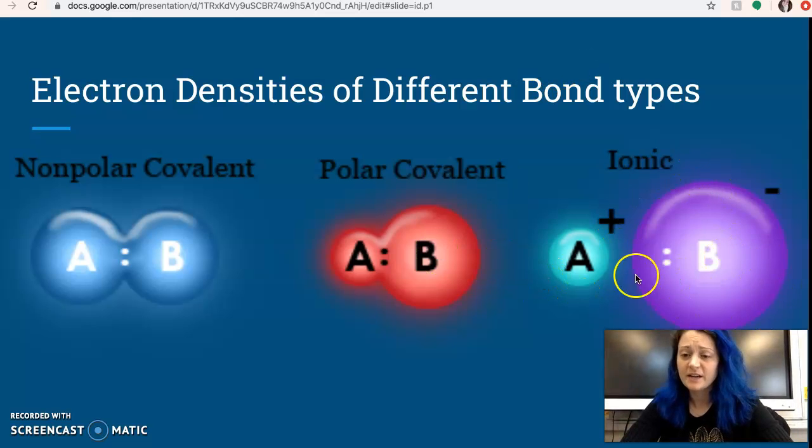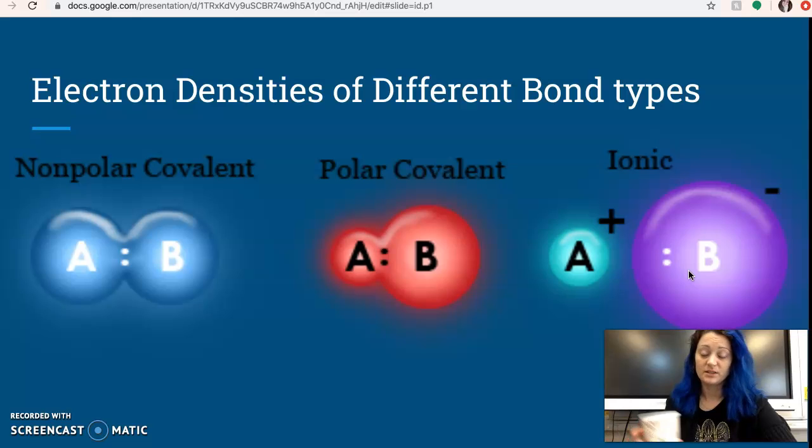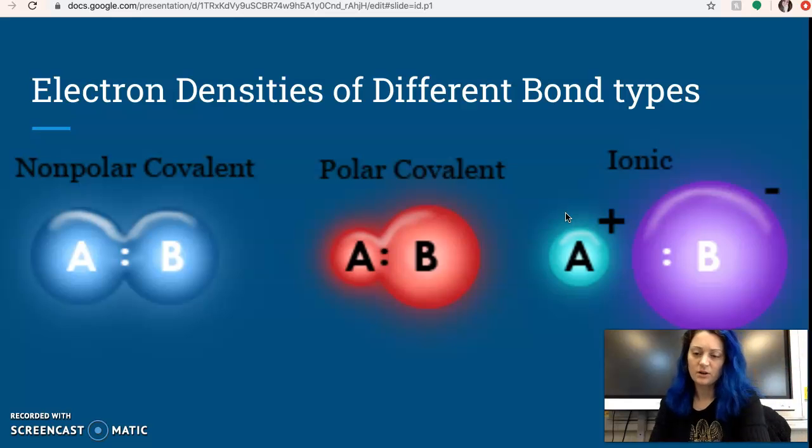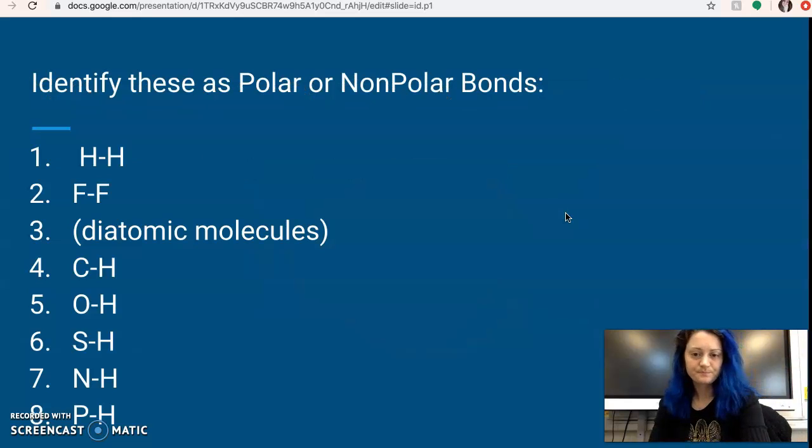Whereas with the ionic, finally, these spheres are also very different sizes. They're also not even touching, which implies that the electron is not shared. It's actually completely transferred here. You also see from the sizes of the spheres that B is more electronegative than A, which is why B has the negative charge and A has the positive charge.